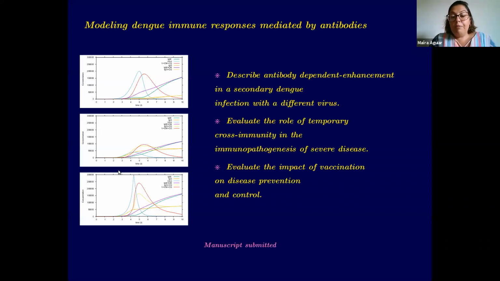You can develop a modeling framework to describe the antibody-dependent enhancement process, for example, in the secondary dengue infection with a different serotype. You can evaluate the role of temporary cross-immunity in the immunopathogenesis of the severe disease. For example, what happens when you get a primary infection in January and a secondary infection after a year, or a secondary infection after 10 years? Are you going to develop a more severe disease or a less severe disease?